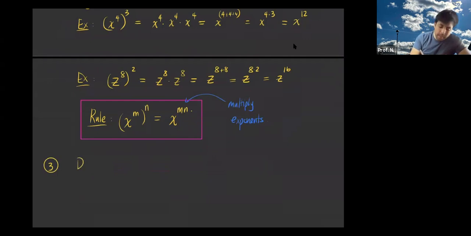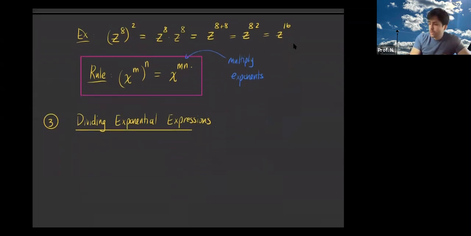What happens when we divide? Dividing exponential expressions. Right. So you guys have seen this before, right? When you have, for example, x to the 7th power over x to the 5th power. But why is it that you divide? Why is it that you subtract, Emil?